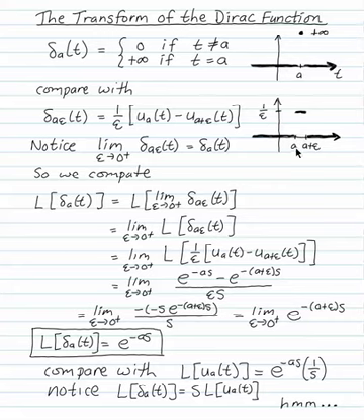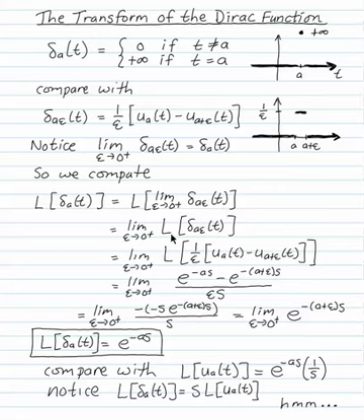As epsilon gets smaller and smaller, this function, 1 over epsilon times u_a of t minus u_(a+epsilon) of t, as epsilon gets smaller and smaller, in the limit as epsilon goes to 0, these delta_(a,epsilon) of t become the Dirac function delta_a of t. We can use that to compute the Laplace transform of the Dirac function. The Laplace transform of the Dirac function is the Laplace transform of this limit.